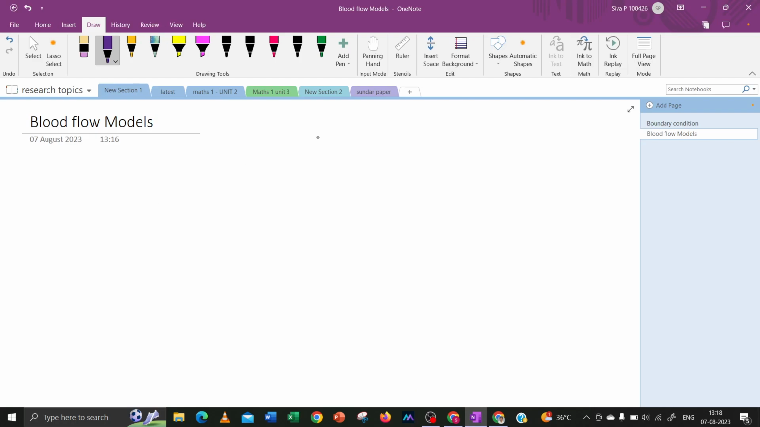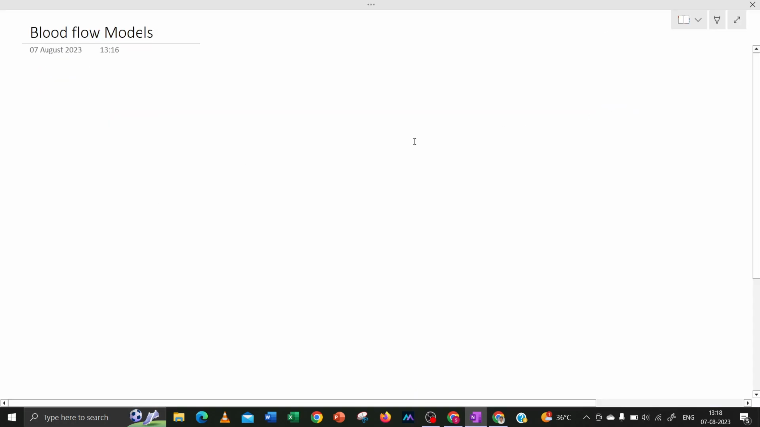Yes, students, in the class, we are going to discuss a few models for blood flow. First, we will see what the Navier-Stokes equation is for the blood flow.